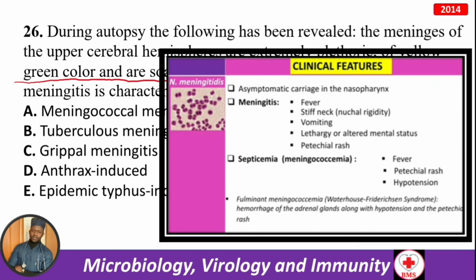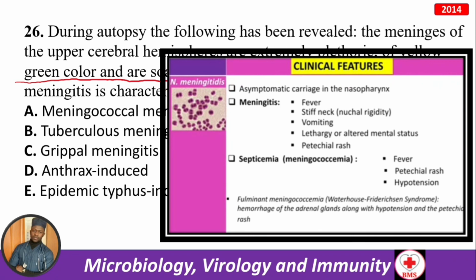Then there is septicemia, which will be characterized by fever again, petechial rash, hypotension. The most dangerous condition is called fulminant meningococcemia, which is also known as Waterhouse-Friderichsen syndrome, which is characterized by what? By hemorrhage of adrenal glands along with hypotension and petechial rash.